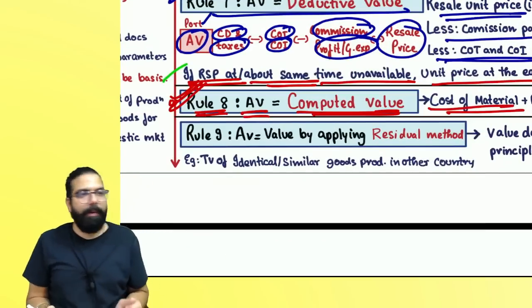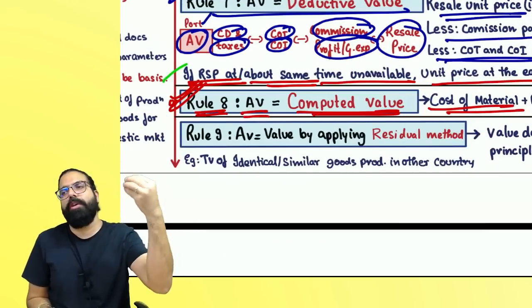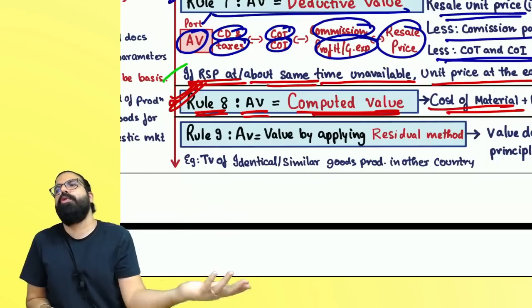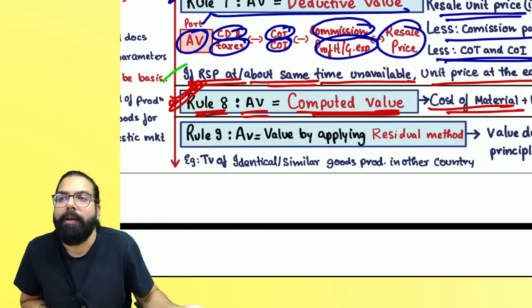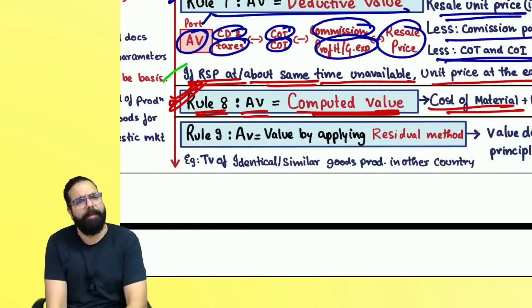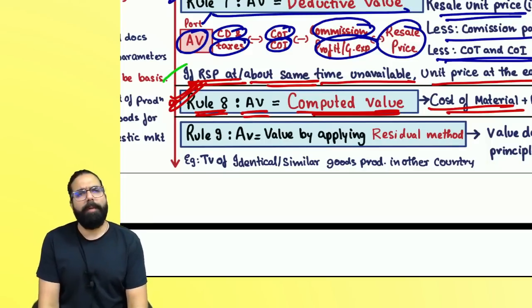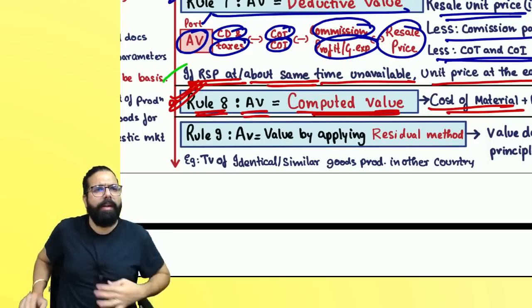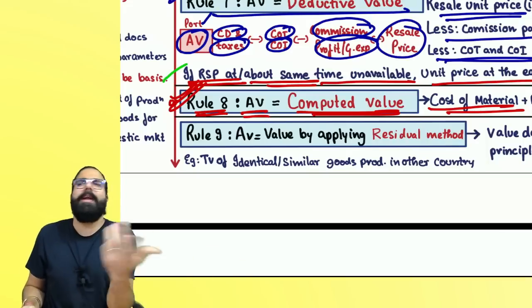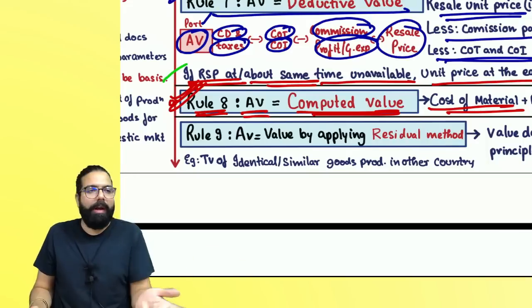Now tell me one thing: rule number 4, identical goods not there; rule number 5, similar goods not there; rule number 6, 7 and 8 you could not apply, or 8 and then 7. Might be you imported some machine from your parent company who sent you the machine. That machine is never sold in India, so you can't apply 7. So you'll apply 8, are we clear? And then might be you can apply 7.